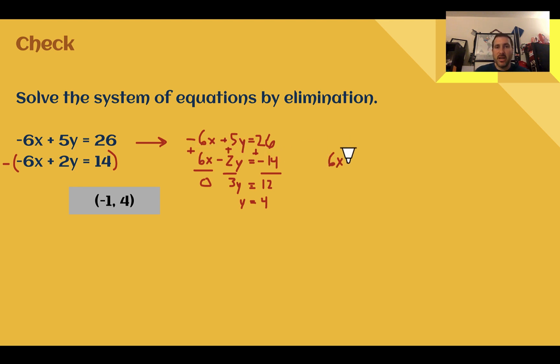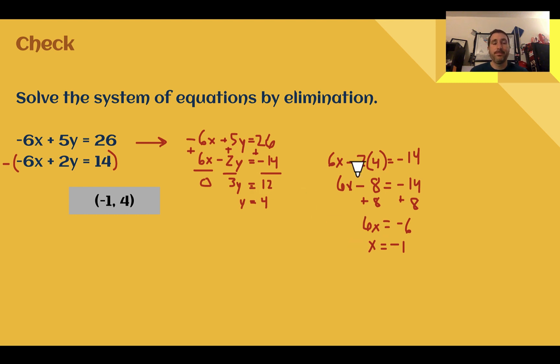So I have 6x minus 2 times 4 equals negative 14. So 6x minus 8 is negative 14. If I add 8, I get 6x equals negative 6. So x equals negative 1. It doesn't matter which one you're plugging it into. You should be able to solve for both x and y. Once you know one, you can figure out the other.